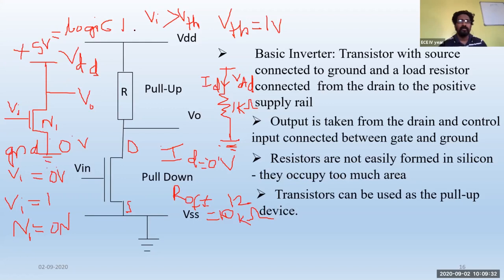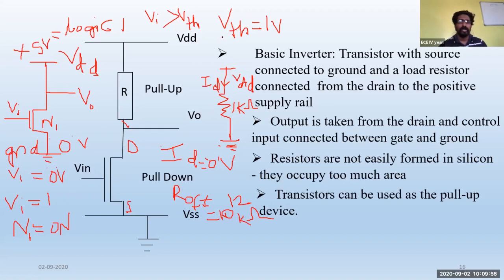If you are supplying positive 5 volts, that is greater than 1 volt, so your transistor is turned on. Whenever it is turned on, the current will be flowing through this transistor, that is your ID will be flowing here. Whenever the ID is flowing, the resistance of this transistor will be 1 kilo ohm.